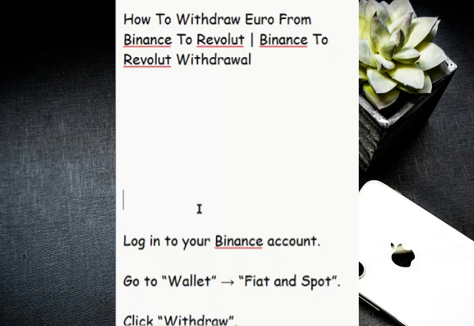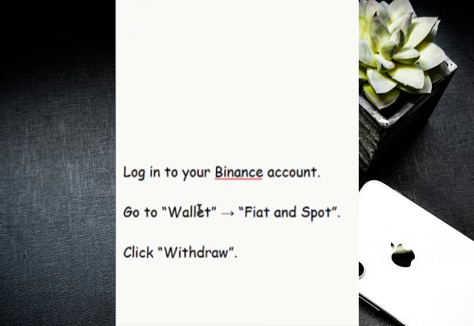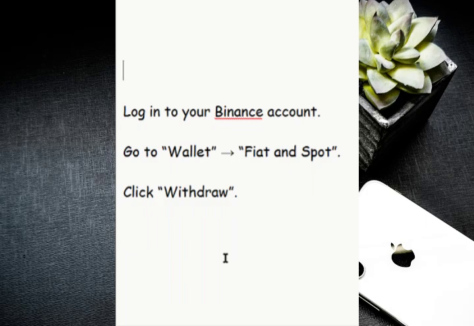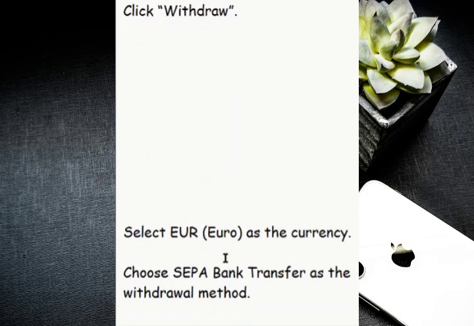In this video, I'm going to be walking you through how to withdraw from Binance to Revolut. So let's dive into it. So one of the first things to do is to log in to your Binance account. Then from there, go to Wallet and click Fiat and Spot. So once you're under that section, click on Withdrawal and select your local currency as Euro.